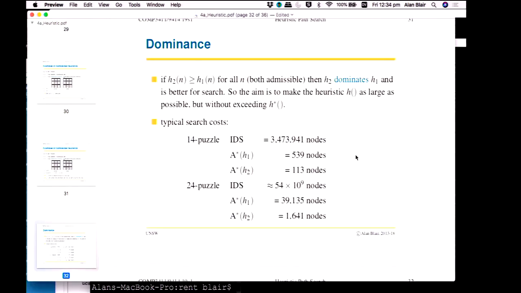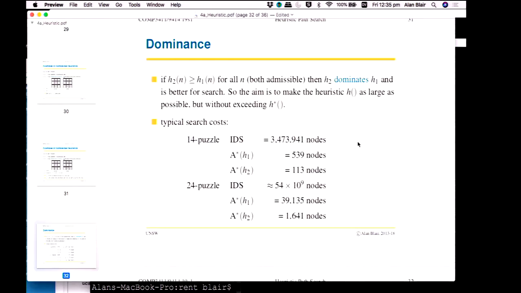How many nodes are going to be expanded when you solve the puzzle? First of all, just using iterative deepening search, so not using the heuristic at all. Then using A-star search with the weak heuristic, and then doing it with the stronger heuristic. And you find that the number of nodes expanded decreases massively.